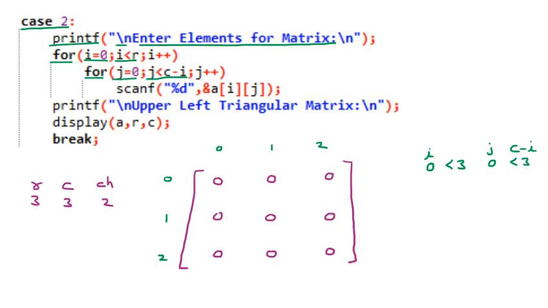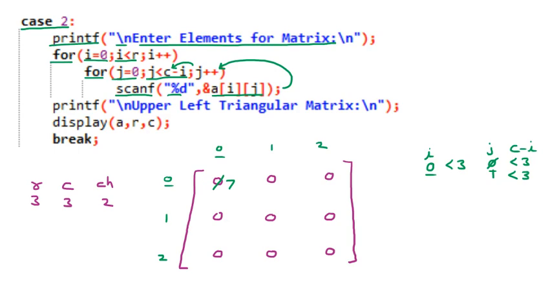Okay, coming down, %d for a[i][j]. At location 0 0 we ask the user, and let us suppose the user has entered 7. It goes back, j is incremented, j is 1 right now, and the condition is still the same: it is less than 3, true. c minus i, that means 3 minus 0, which is 3, no problem.